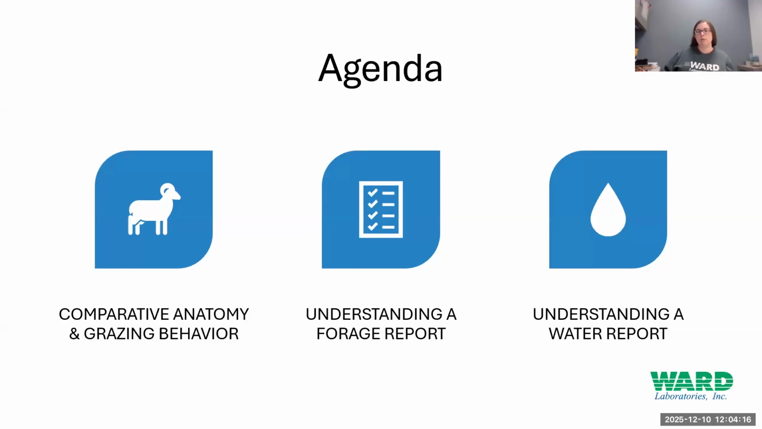Then the meat and potatoes is really going to be understanding each constituent and parameter that you would get on an NIRS forage report, and helping understand why each of these parameters is important, because sometimes producers will get a report and it just seems very overwhelming. And then at the end, we'll look at a report and evaluate what that report means for a specific animal. And then I'm going to go through understanding a water report at the end, and that'll be pretty brief.